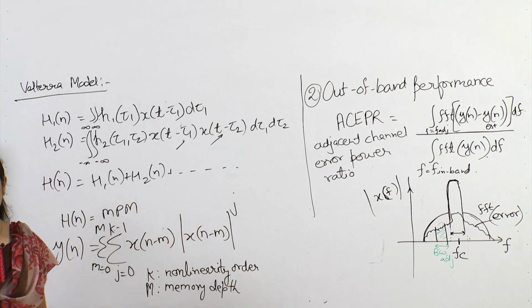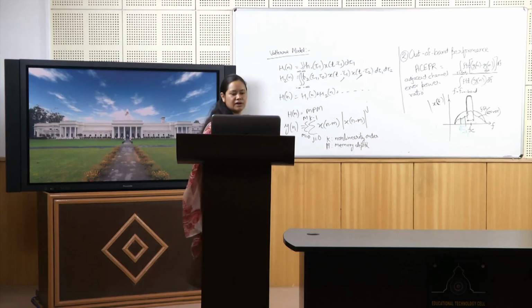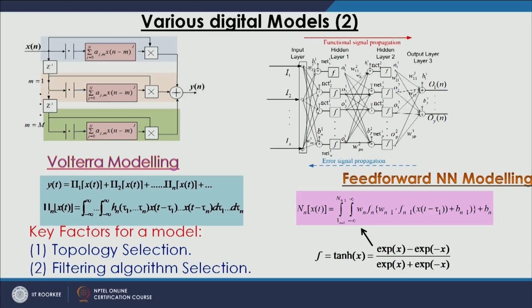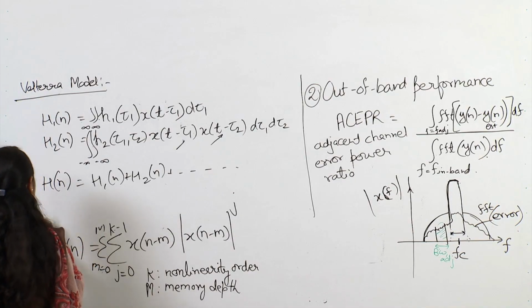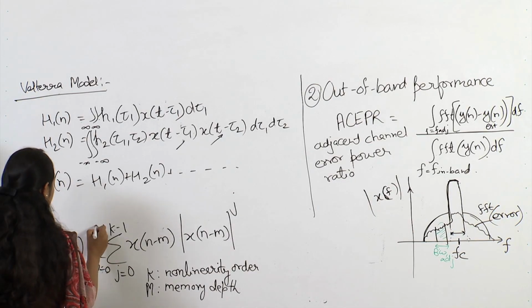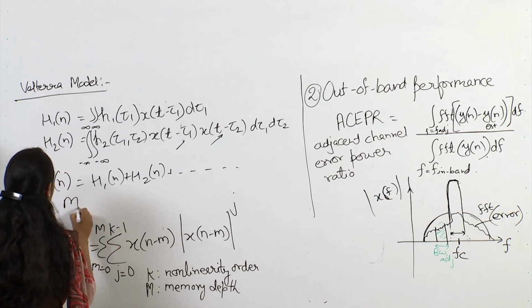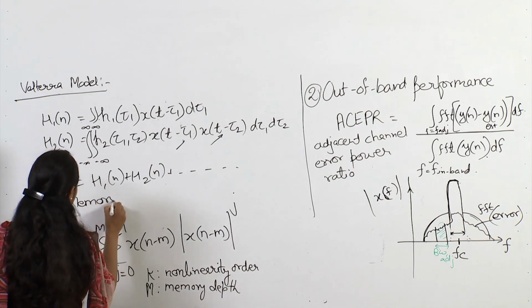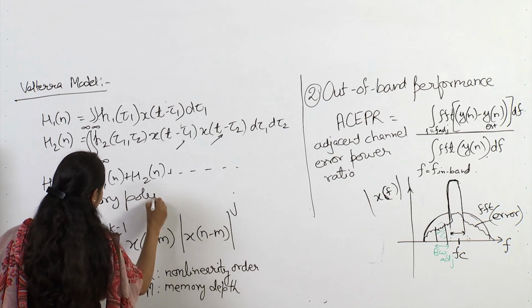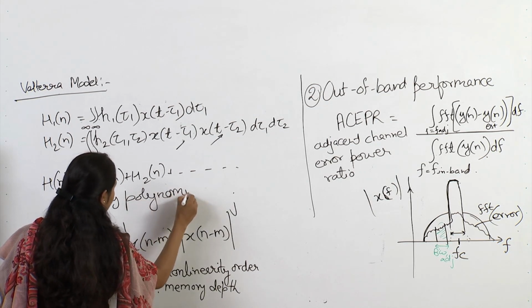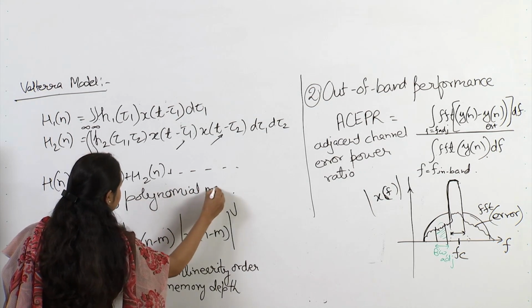So, the generalized model is the Volterra model, but the Volterra model is a very big model, it has to be condensed into a smaller model. So, this model came into the picture, and it is a very popular model which is called the memory polynomial model.